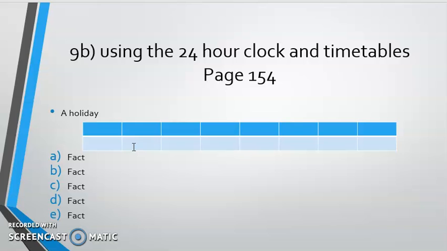If you are writing 1:30 it means 13:30. And here you have to write the fact, like I am going to my friend's house from that time to that time. You have to write the facts like I did before.